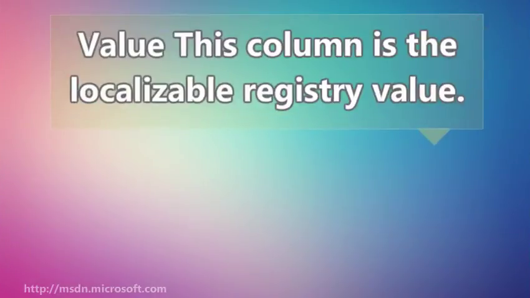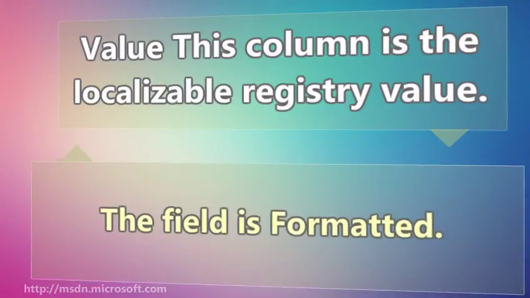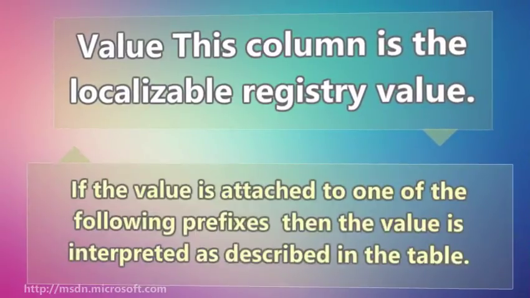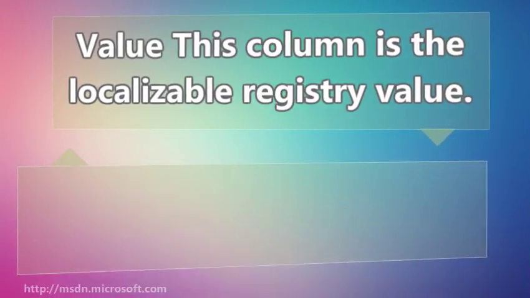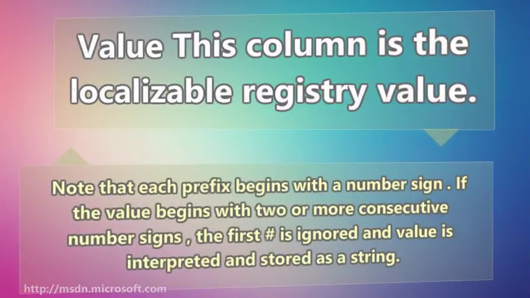Value: this column is the localizable registry value. The field is formatted. If the value is prefixed with one of the following prefixes, then the value is interpreted as described in the table. Note that each prefix begins with the number sign. If the value begins with 2 or more consecutive number signs, the first hash is ignored and the value is interpreted and stored as a string.